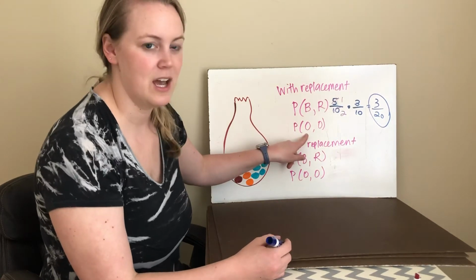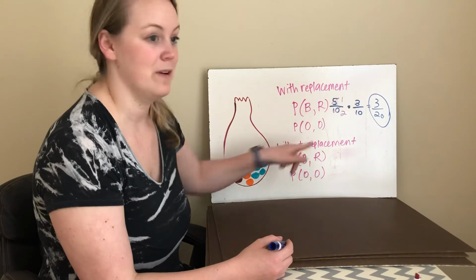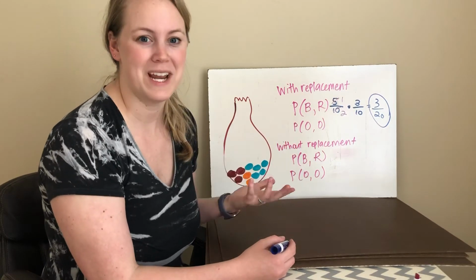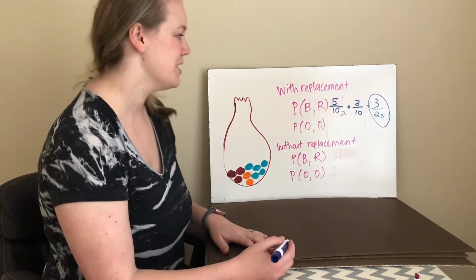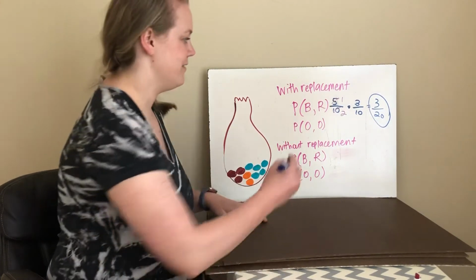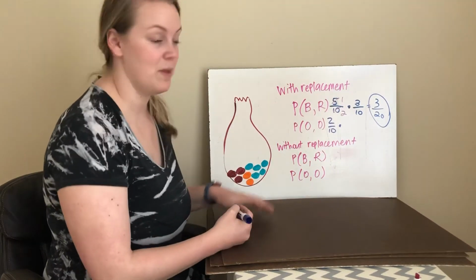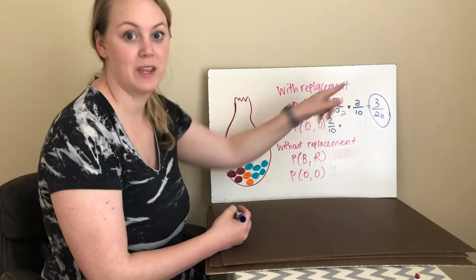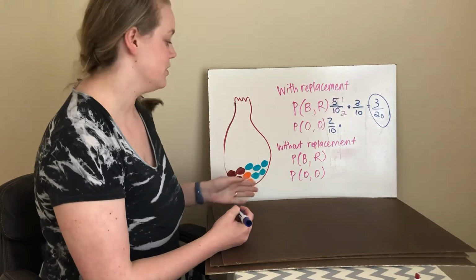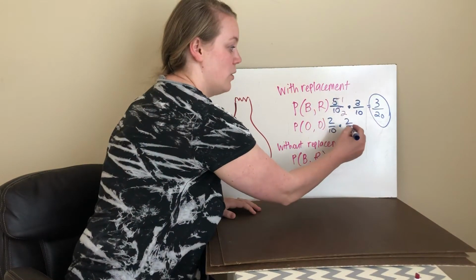That looks like a 0, but that's supposed to be O for orange. Now we want to find the probability of pulling an orange twice, but in between you replace that orange. So we're going to pull out an orange. We've got 2 orange out of 10. We are going to multiply. We are going to assume that we're replacing the orange marble. So there are still 2 orange marbles in the bag out of 10 total.